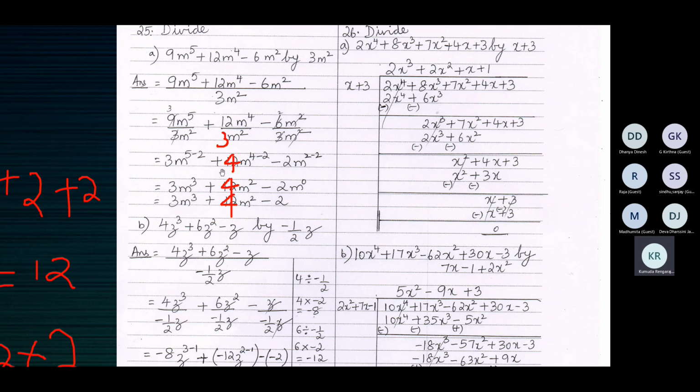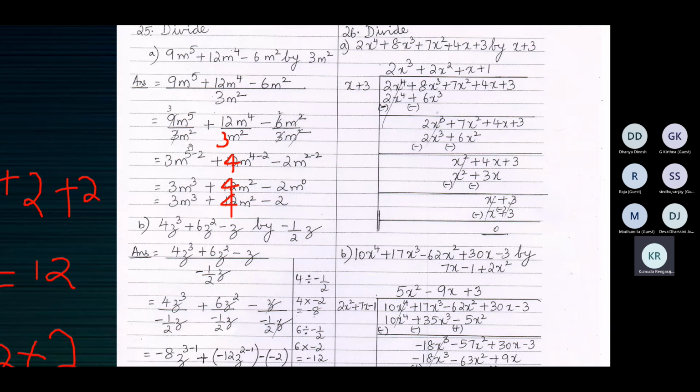When the bases are same, we know in an exponential form there are two elements. One is the base, the other is the power. When bases are same and it's division, subtract the powers. So see here, bases are same, m, base same. It's division. So we need to subtract the powers.